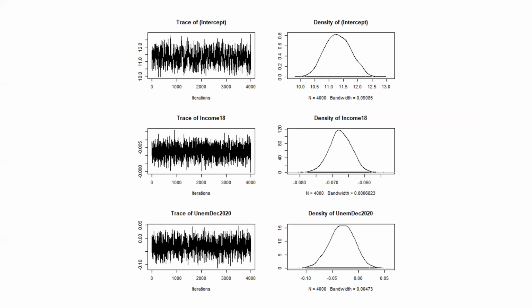Now here is the trace and the density of the estimated parameters based on the samplings. The trace is stable and the distribution of the parameters are close to a normal density curve.